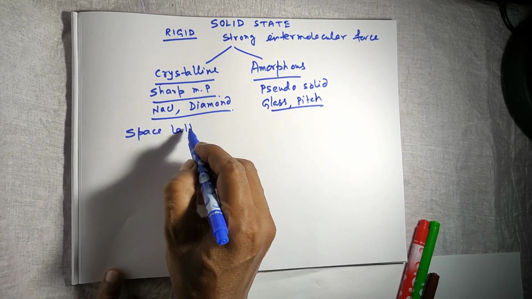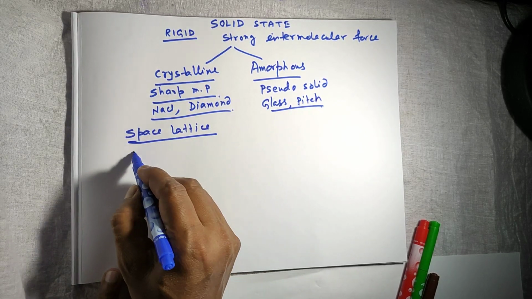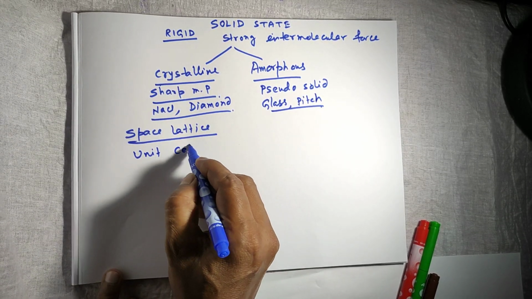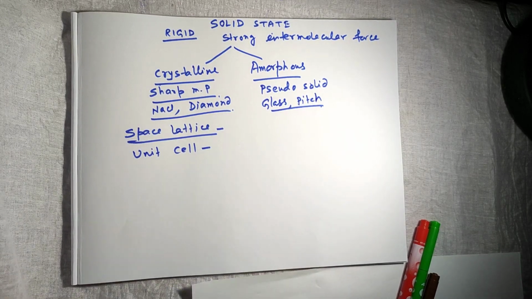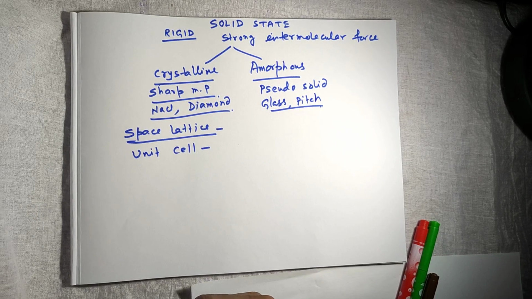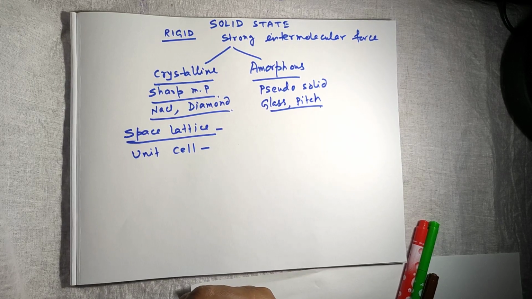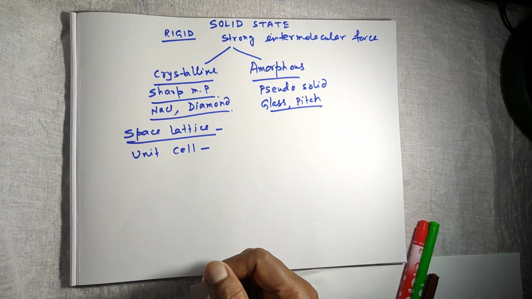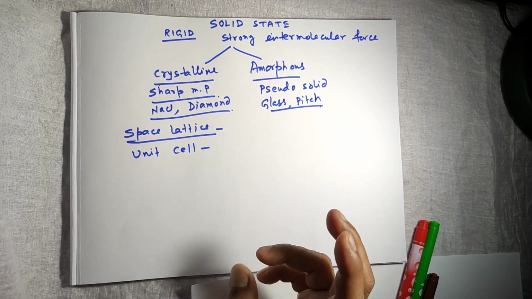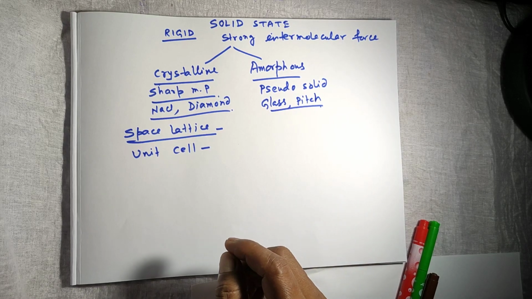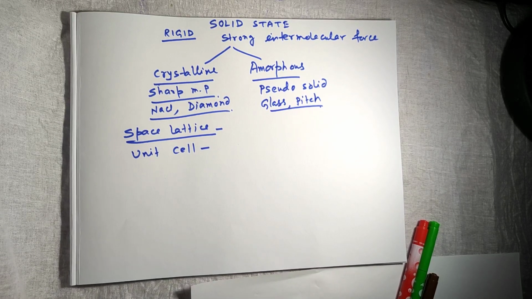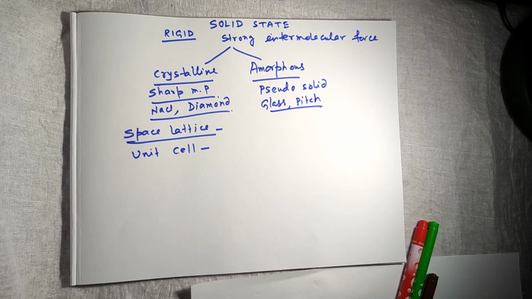Space lattice and unit cell. What is space lattice? Basically the regular arrangement of the constituents of a crystalline substance in 3 dimensions is called space lattice or crystal lattice. And what is unit cell? Basically a small part of the space lattice of a crystal to specify the crystal completely, the smallest portion of the crystal which represents the crystal.